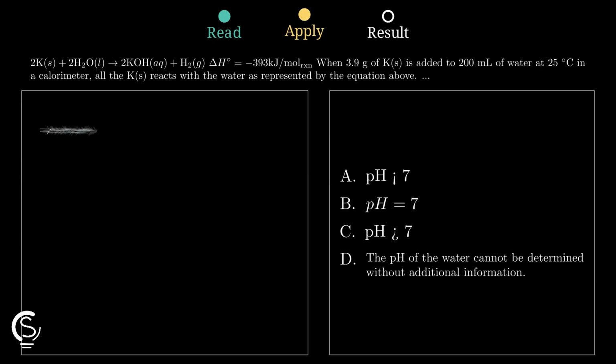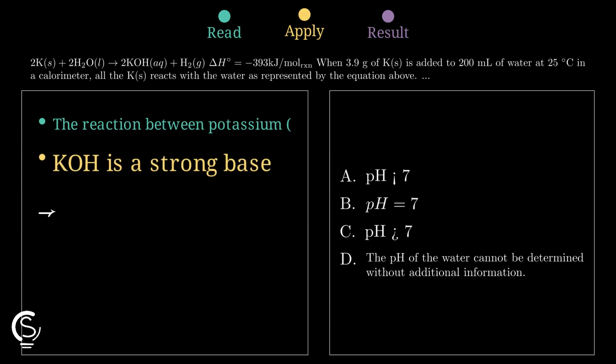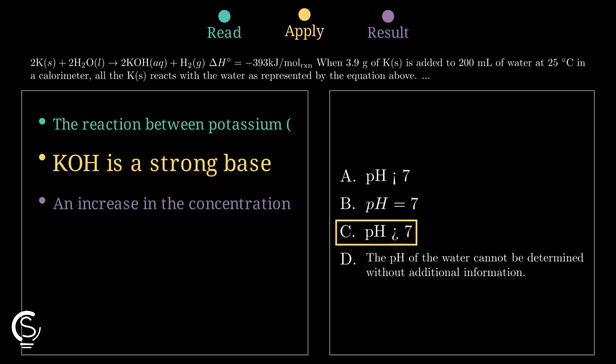Now focus on potassium hydroxide. KOH is a strong base, which means it dissociates in water and produces hydroxide ions, increasing the solution's basic character. More hydroxide ions means the pH goes above 7, so the water becomes basic after the reaction, and that points straight to option C.